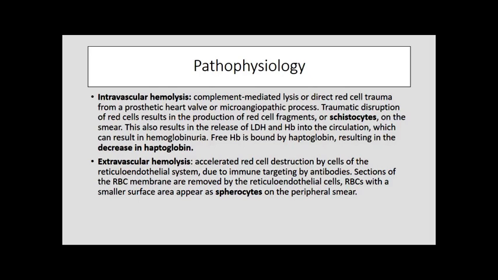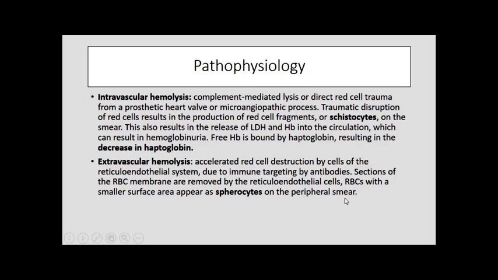Now, the cell membrane that remains is smaller, so they are going to become smaller red blood cells, looking like a sphere, and these are called spherocytes. Okay, they were bitten, and now they have a smaller cell membrane, and they become round. They appear as spherocytes on the peripheral smear.